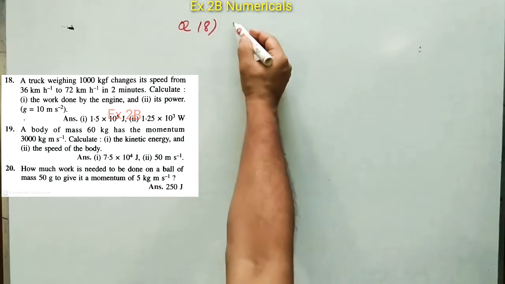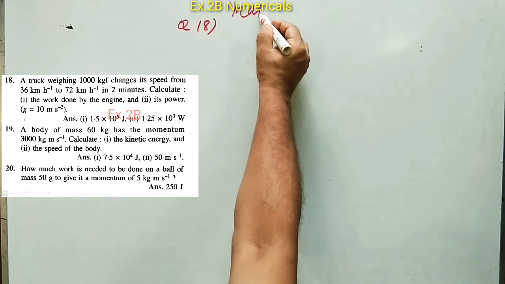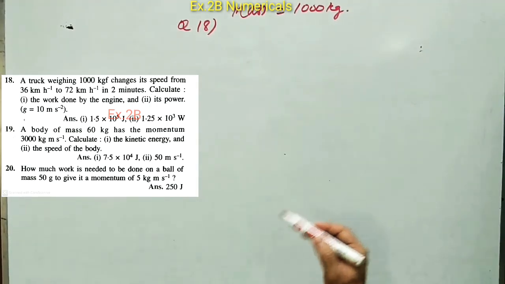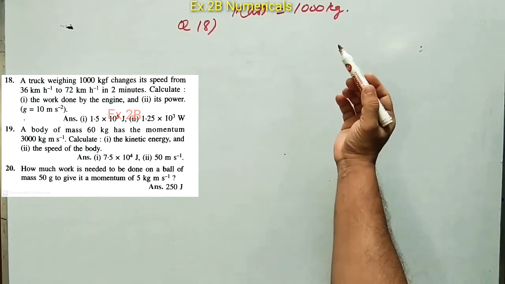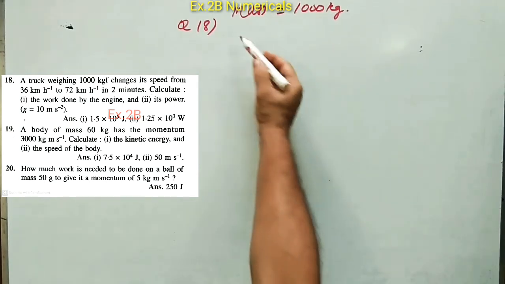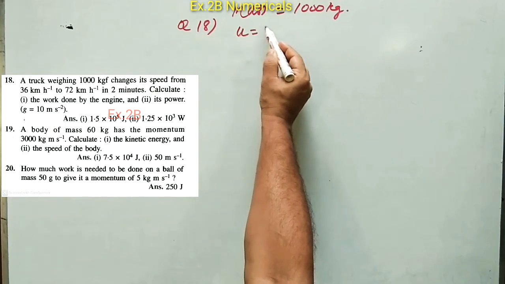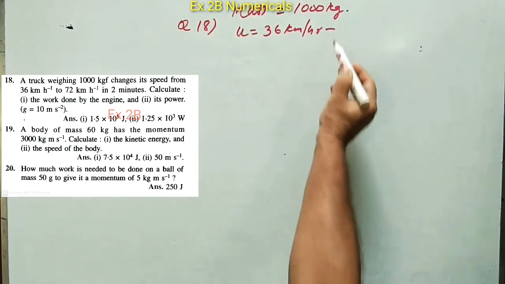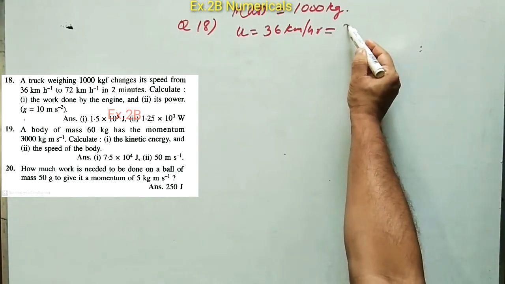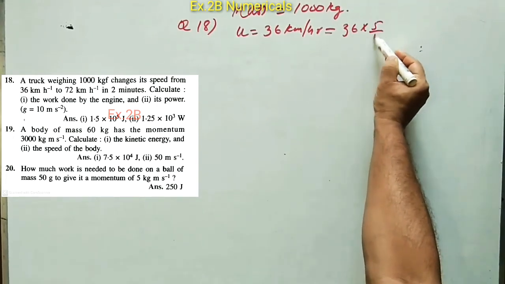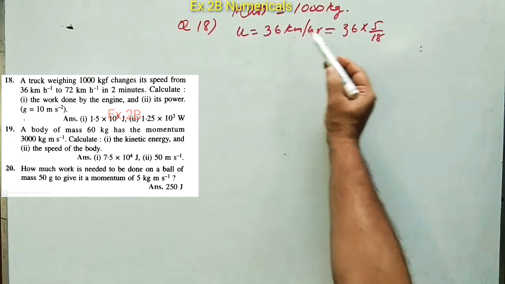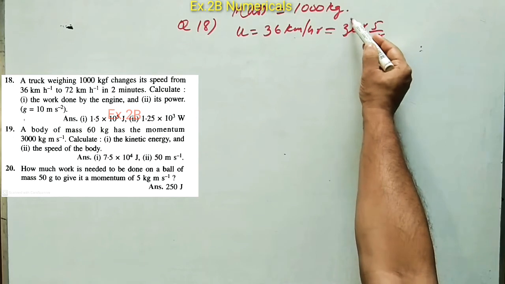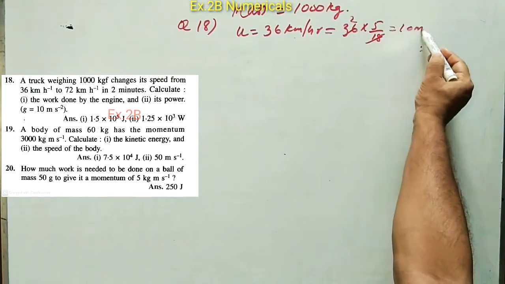A truck weighing, mass of the truck is given as 1000 kilogram. Its speed changes from 36 km per hour to 72 km per hour. So the initial velocity is 36 km per hour. You convert into meter per second, 36 into 5 by 18. In order to convert kilometer per hour to meter per second, just multiply the quantity with 5 by 18. So we are getting it as 10 meter per second.